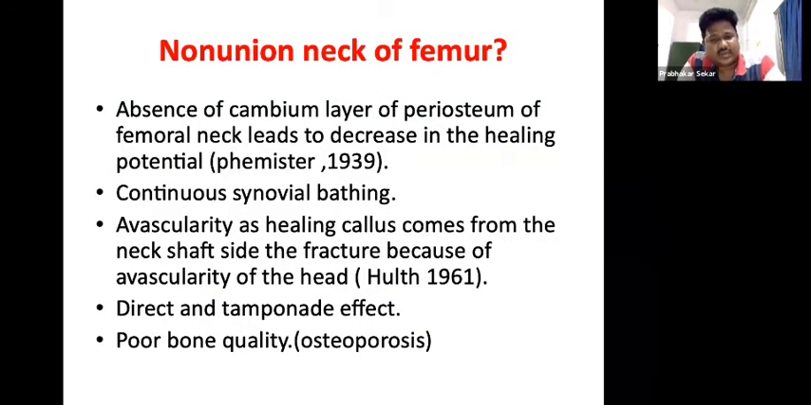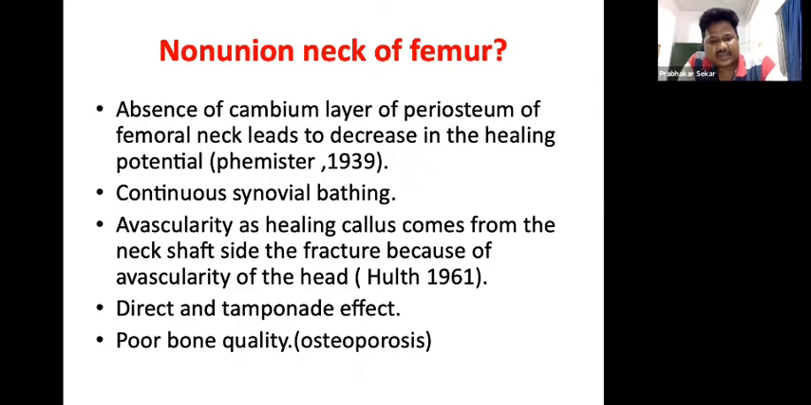So coming to non-union of the neck of femur, why is non-union common in the neck? Because of the following reasons. One is absence of the cambium layer. Already I told you that the periosteum has 2 layers, outer fibrous and inner cambium. So lack of that osteogenic vascular cambium layer leads to decreased healing potential. Then continuous synovial bathing and avascularity, as the healing callus comes only from the femoral shaft because there is no callus formation at the fracture site because of the absence of the cambium layer.